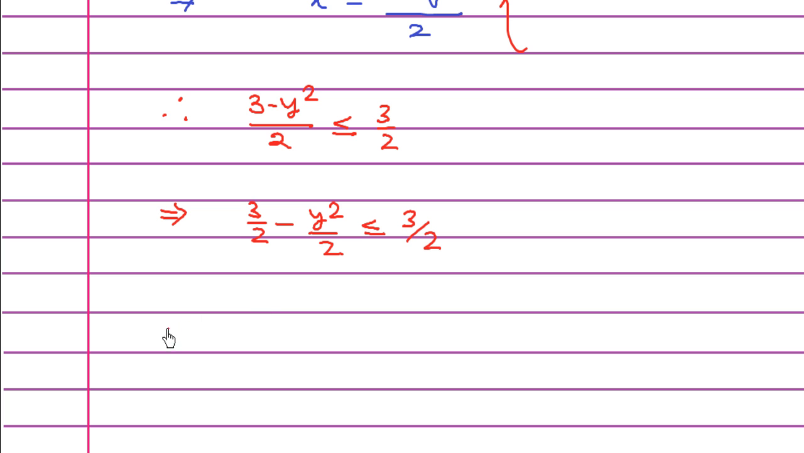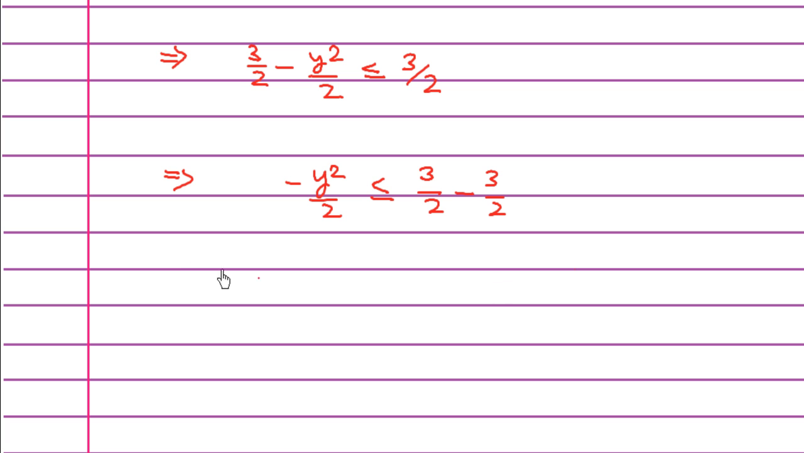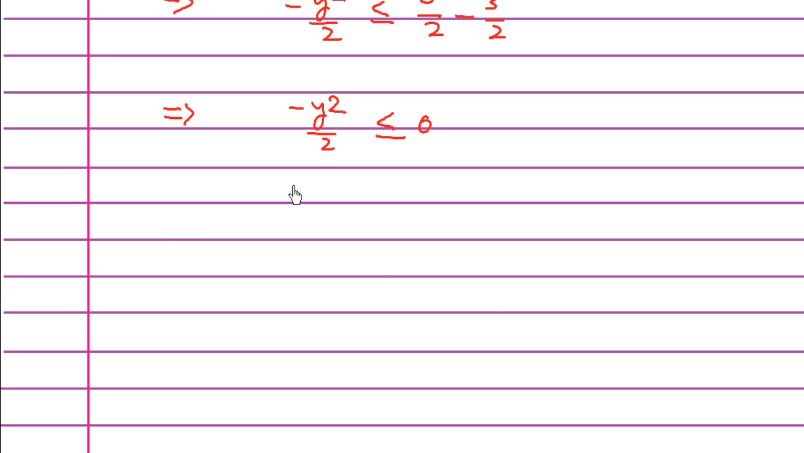So this implies minus y square over 2 is smaller than or equal to 3 over 2 minus 3 over 2, which implies minus y square over 2 is smaller than or equal to 0. If we multiply by a negative on both sides, along with the 2, so we are multiplying by minus 2 on both sides of this inequality, we get y square greater than or equal to 0.